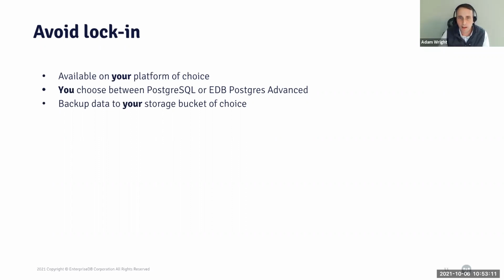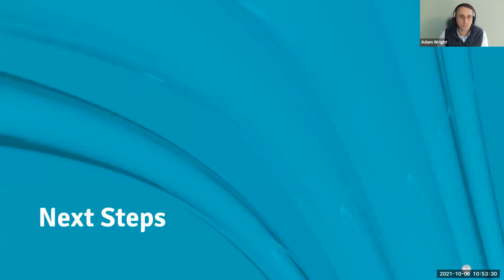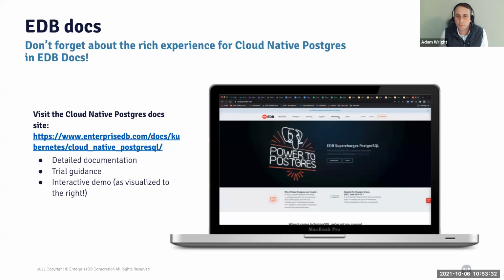Because you're using Cloud Native Postgres, you have the freedom to continue using Cloud Native Postgres. Those were standard backups that I just showed via Barman Cloud, so those are in your storage bucket. You could restore those to a VM if you wanted to, or you could deploy those to another Kubernetes cluster if you wanted to.